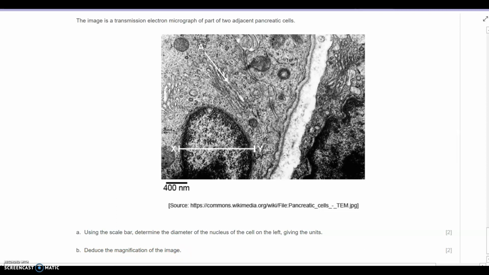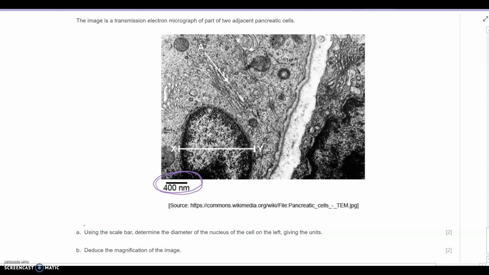Now I actually think you have to do these questions the other way round, and I'll explain why. The information that you have is around the scale bar. So you can do exactly what we just did in the previous question to deduce the magnification. Then once you've got the magnification, you can use that to calculate the length of line XY. So I'm going to do it that way round.